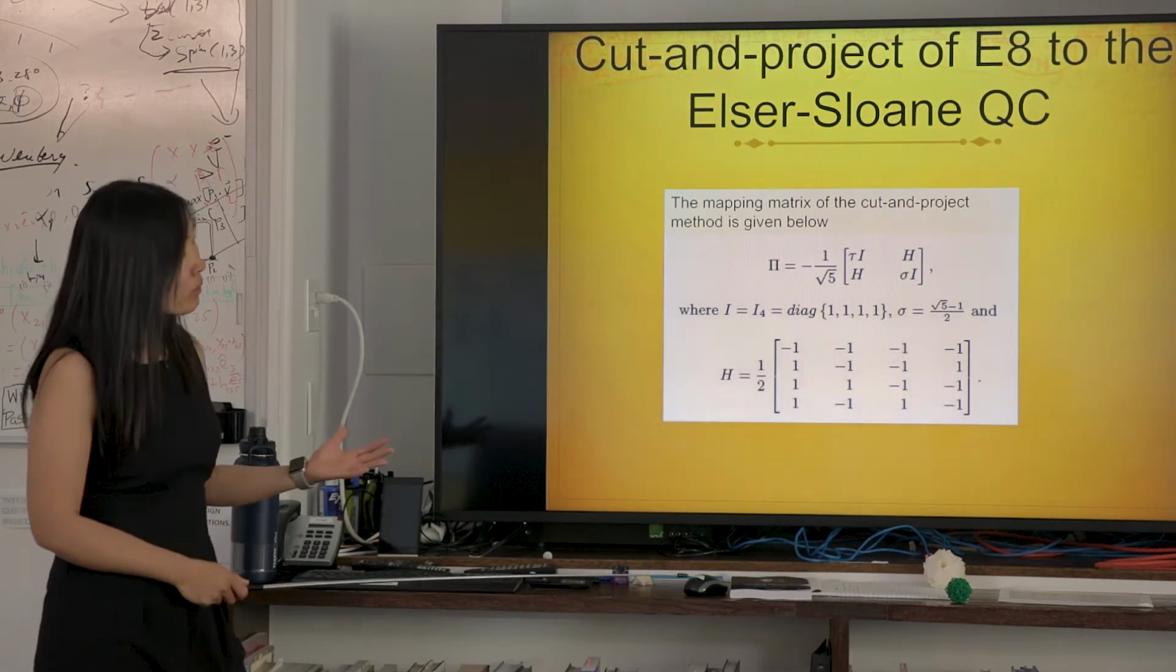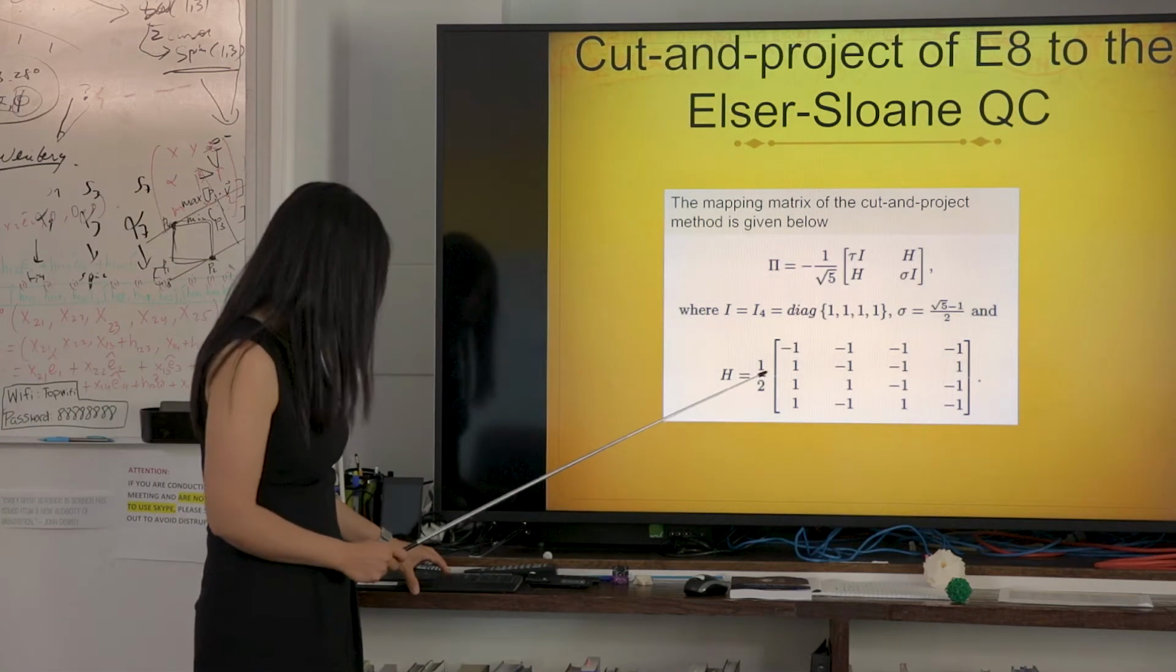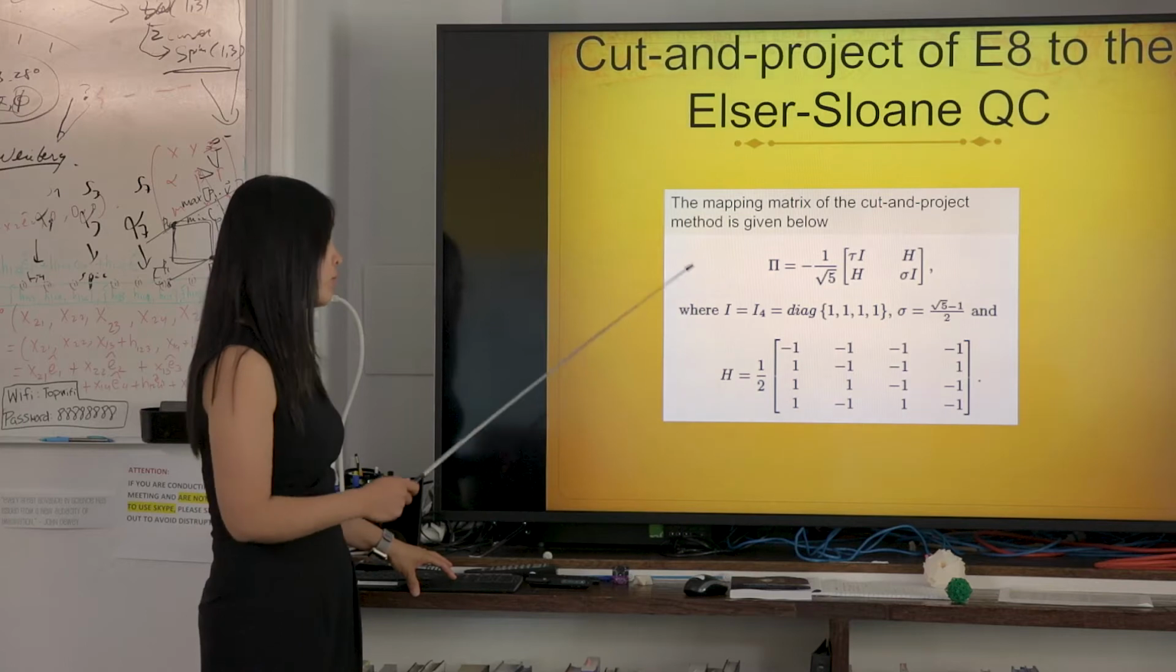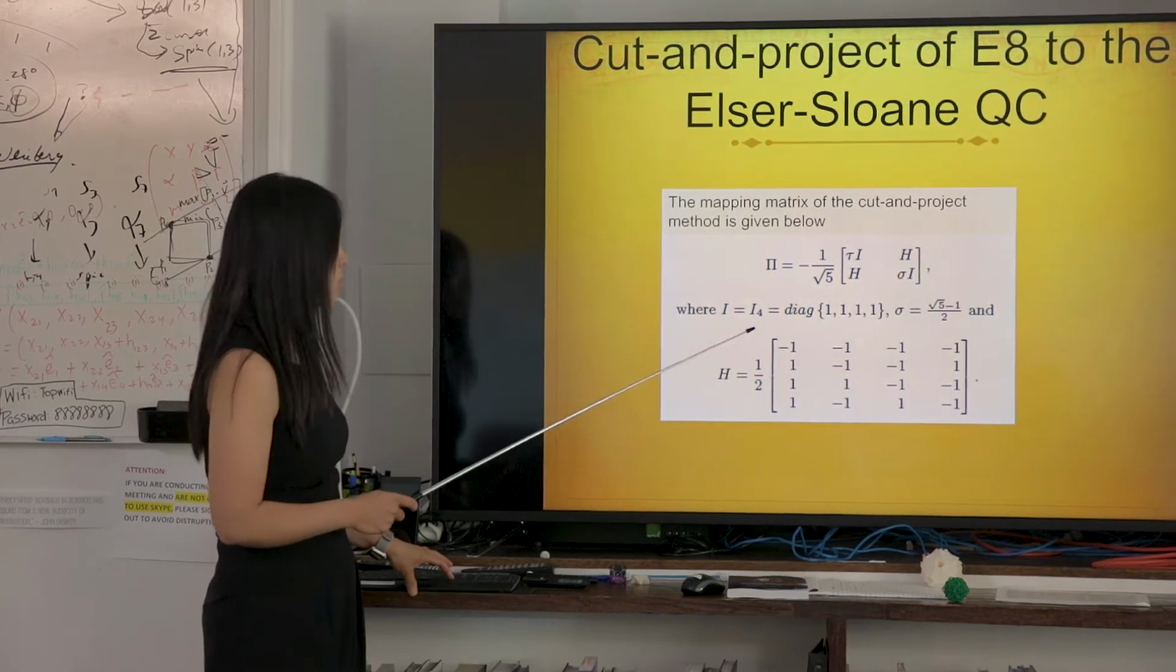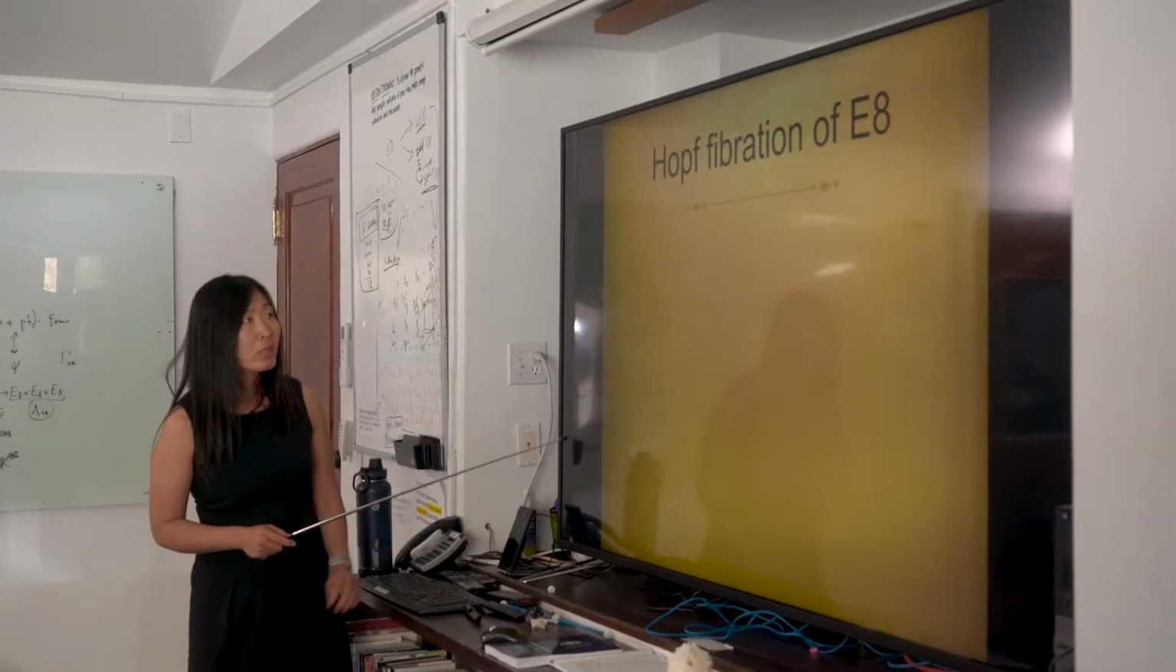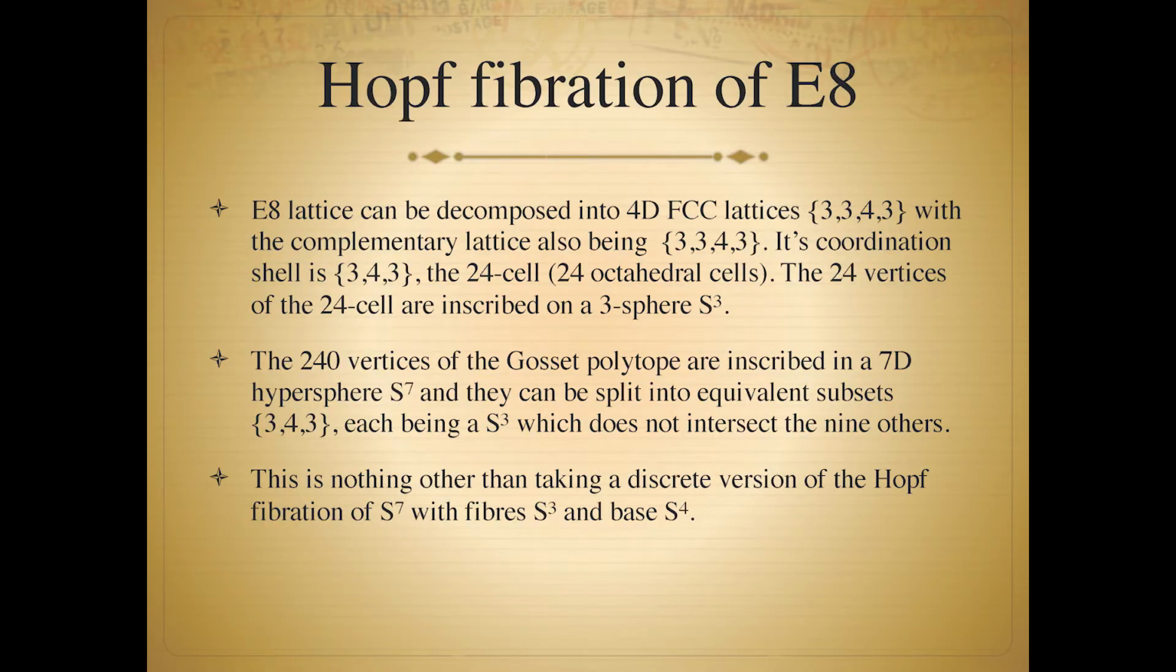Okay, so the main focus of this talk is I want to talk about this Hopf mapping instead of this direct orthogonal cut and project. E8 can be thought of as the concentric 7 spheres, right? So the S7. And so, the first layer is the Gosset polytope. So E8 lattice can be decomposed into 4-dimensional FCC lattices.